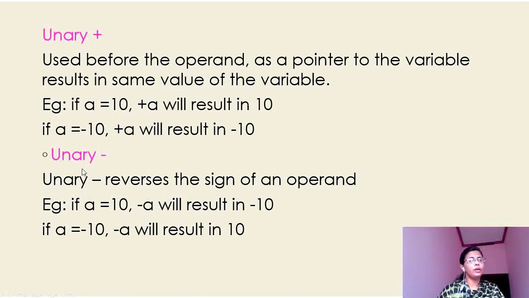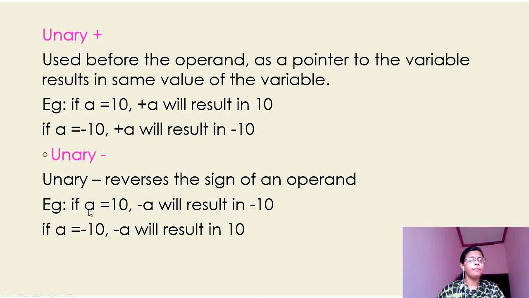Now we go with unary minus. Unary minus reverses the sign of an operand. Here you could see the operand value was 10. When I used unary plus, it remained 10. When the operand value was minus 10 and I used plus A, unary plus, it remained minus 10 itself. But in unary minus, it is not the case. It will reverse the sign of an operand.